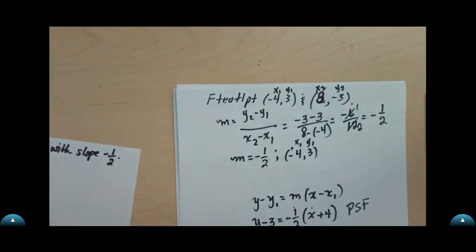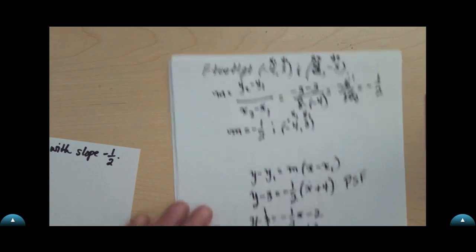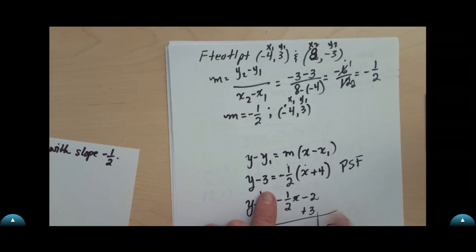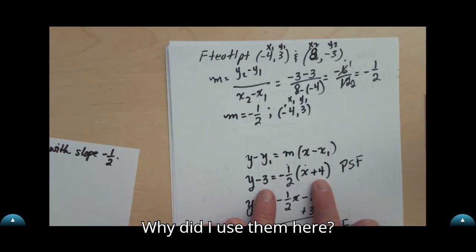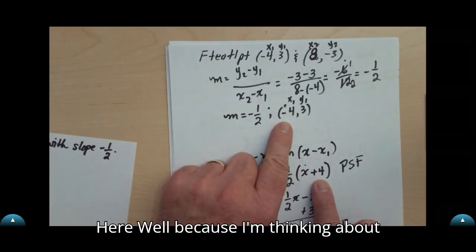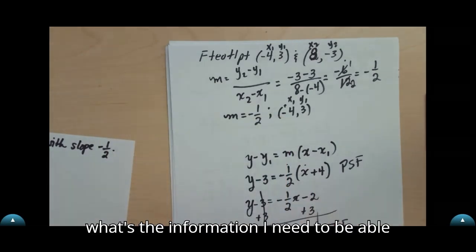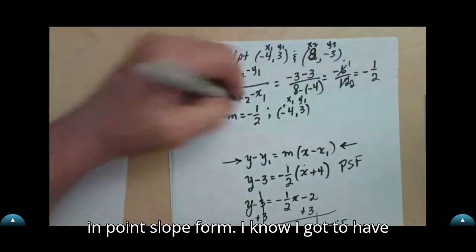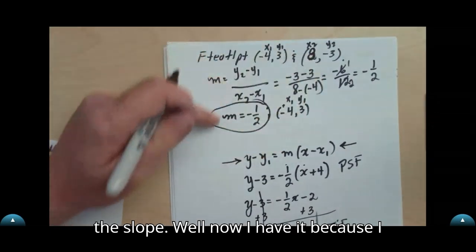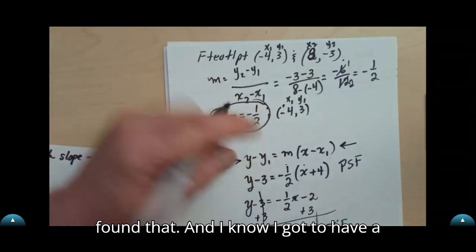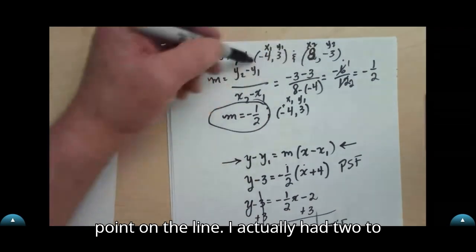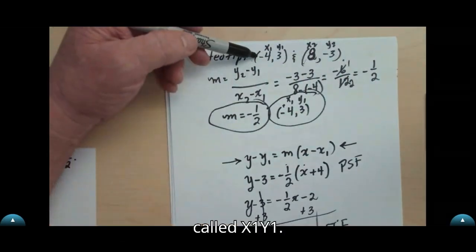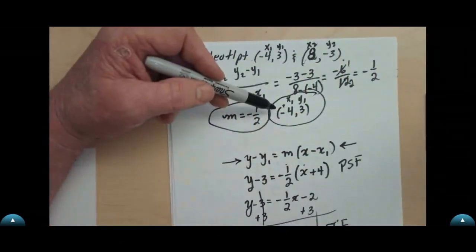Yes. Why did you put the ordered pair of -4 and 3 beside the slope of -1 over 2? Why did I use them here? Well, because I'm thinking about what's the information I need to be able to write the equation of the line in point slope form. I know I got to have the slope. Well, now I have it because I found that. And I know I got to have a point on the line. I actually had 2 to choose from. I just chose this one mainly because that was the one I'd already called X1, Y1. So it doesn't matter.